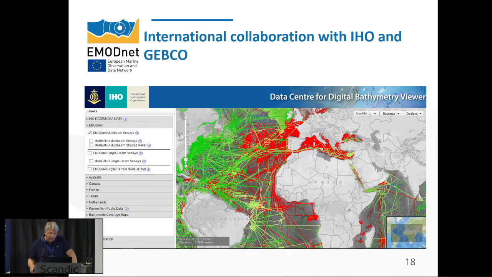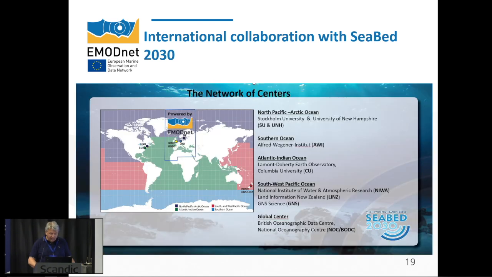So now finally, just one slide more: we have an international collaboration with IHO and GEBCO, as I already mentioned. IHO is maintaining a reference website where you can see all the survey data worldwide. This is also done by the OGC services, so they simply pick up our OGC feeds and put them in, and if you click, you can find the CDI metadata of different datasets that you are interested in. And that is all a collaboration with Seabed 2030, as I already explained.